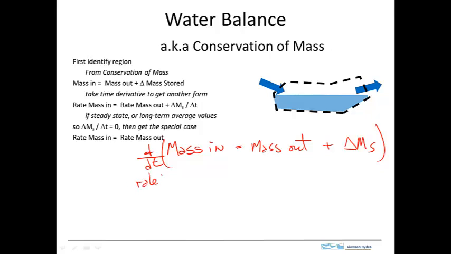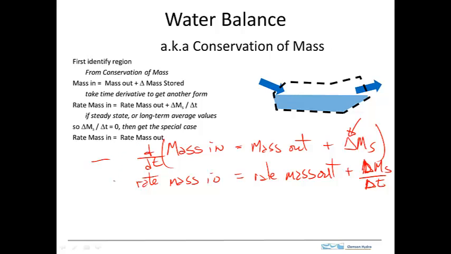The rate of mass in equals the rate of mass out plus the rate of mass stored. And here I'm using this symbol delta to mean change. So in the first line it's the change of mass stored, and then in this second line it's the rate of change of mass stored, or the change of mass stored per change in time. So this would be one way to think about it. This is another way to think about it.